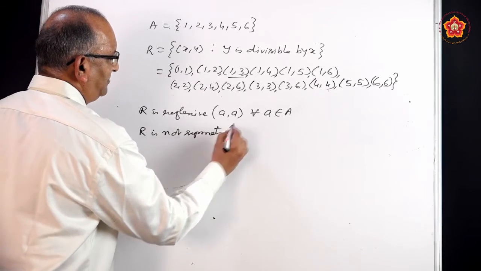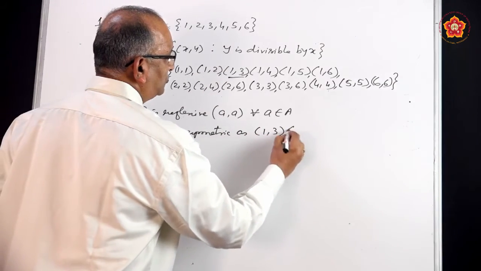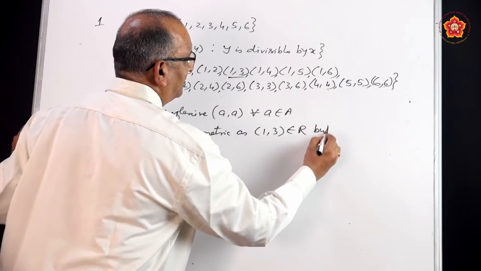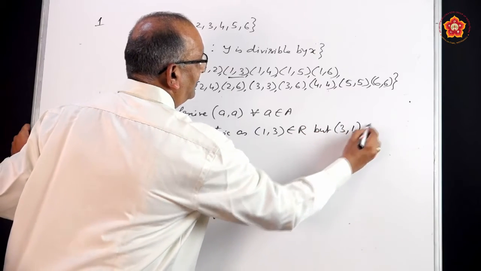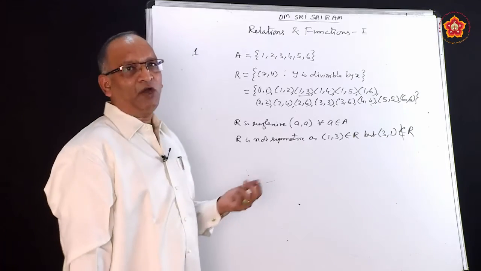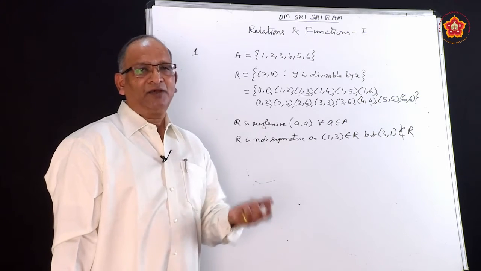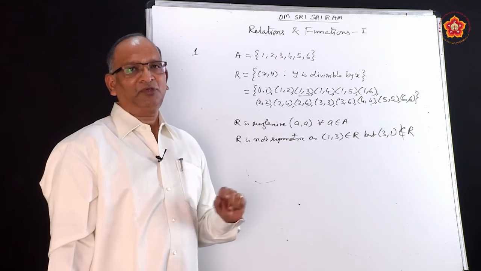Why is it not symmetric? As 1 comma 3 belongs to R, but 3 comma 1 does not belong to R. So, it is not symmetric. In order to say not, one example is enough. Come to the transitivity.